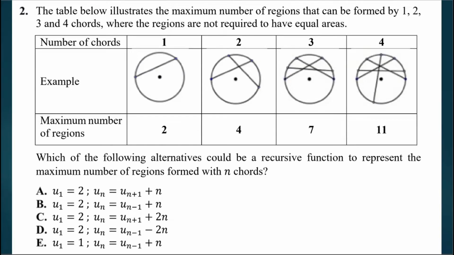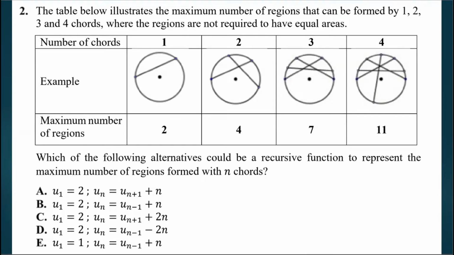Second one, here we have a table. Number of chords, for example if you have 2 chords, and the number of regions that it is divided into. It's 2 for 1 chord and like 7 for 3 chords. He is asking for a recursive function. A recursive function always consists of 2 parts, an initial value. So the first term here, U1, is 2.